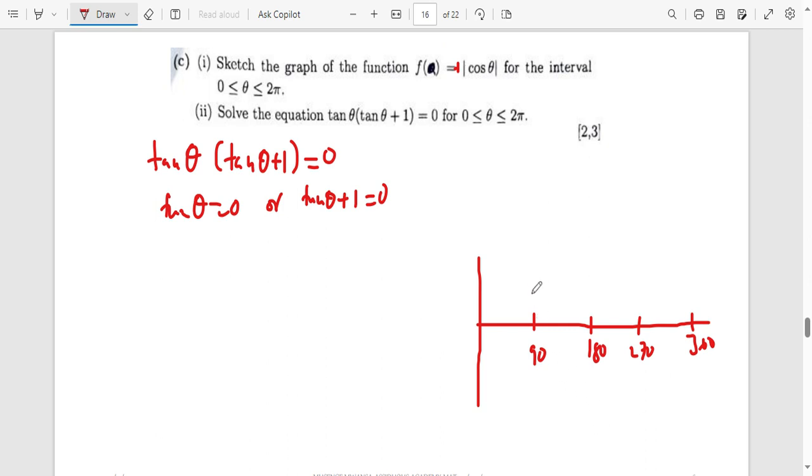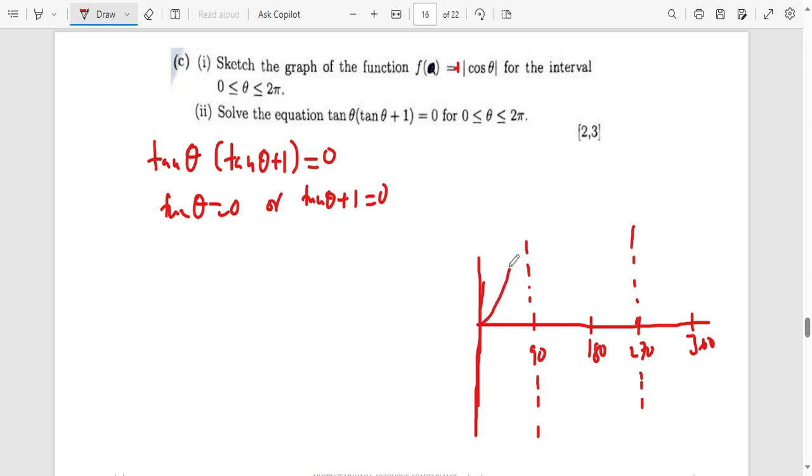So some of these values are going to be asymptotes. 90 is an asymptote. That means we don't touch it. 270 is also an asymptote. We don't touch it. So this graph will be trying to go up.